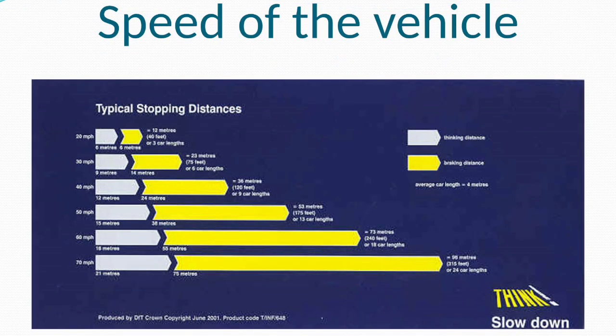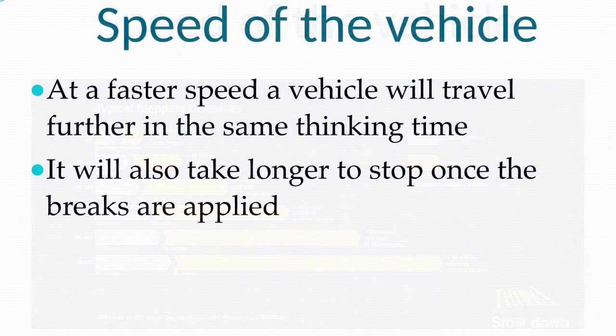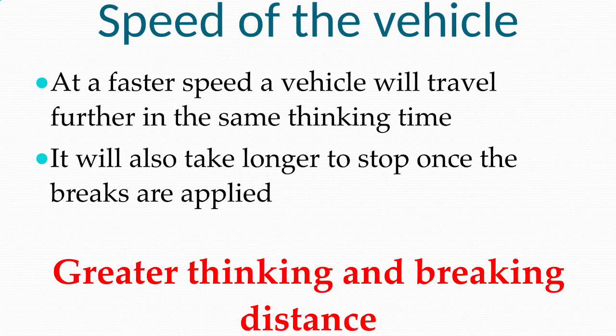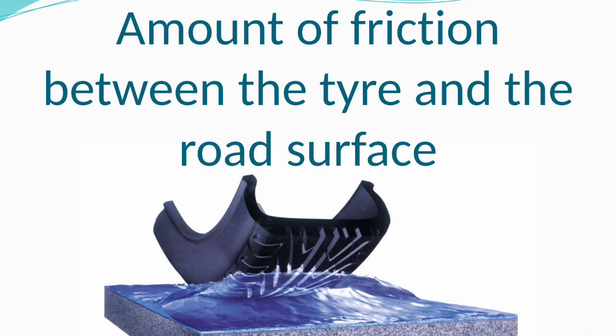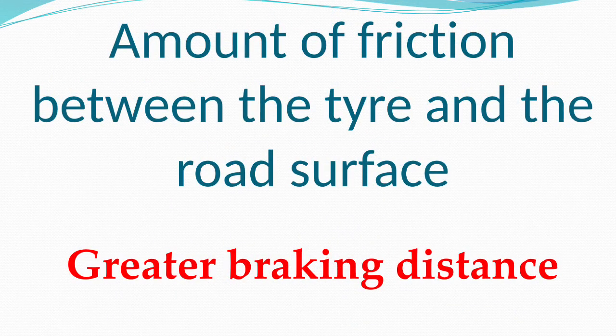Will the speed of the vehicle affect the thinking distance, the braking distance, or both? At a faster speed, the vehicle will travel further in the same thinking time, but it will also take longer to stop once the brakes are applied. Speed affects both thinking and braking distance. Will the amount of friction between the tyre and the road surface affect the thinking distance or the braking distance? Decreased friction between the road and the tyres will create a greater braking distance.